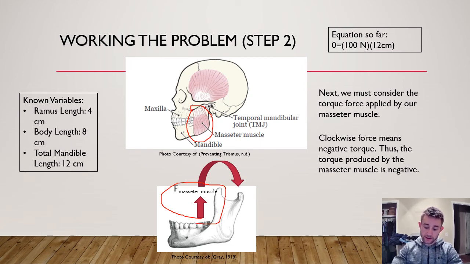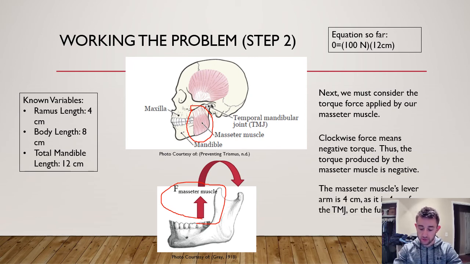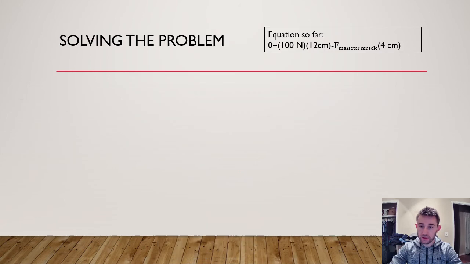So we must now multiply this unknown force, the masseter muscle force, by its lever arm, or the distance from the fulcrum. This distance, as stated above, is going to be the length of the ramus, and that is 4 centimeters. So our equation now reads 0 equals 100 newtons times that lever arm, which is 12 centimeters, minus, because it's a negative torque because it's going in the clockwise direction, minus our unknown masseter muscle force times its lever arm, which is 4 centimeters.